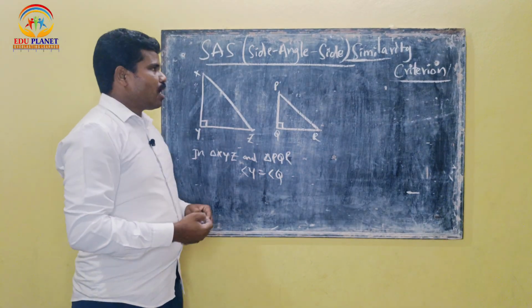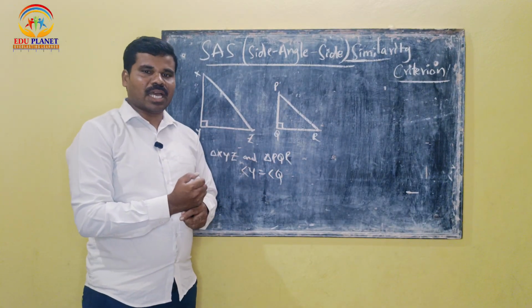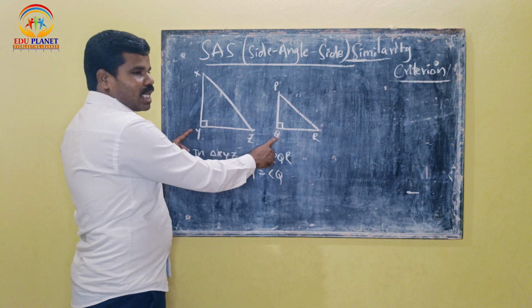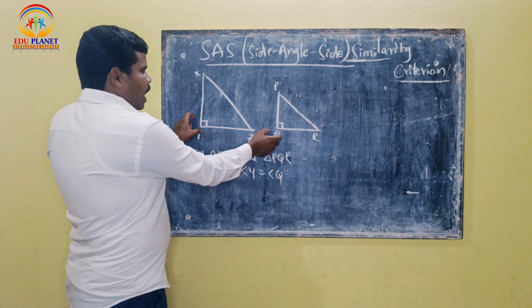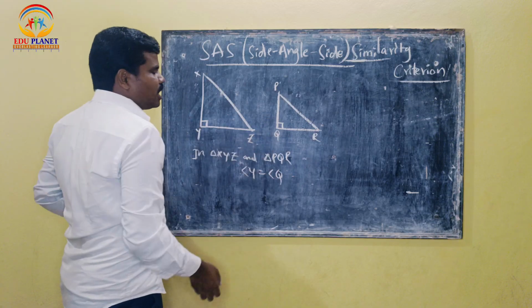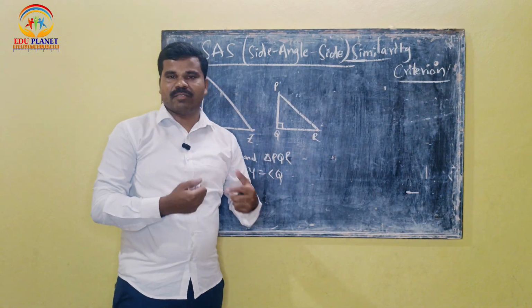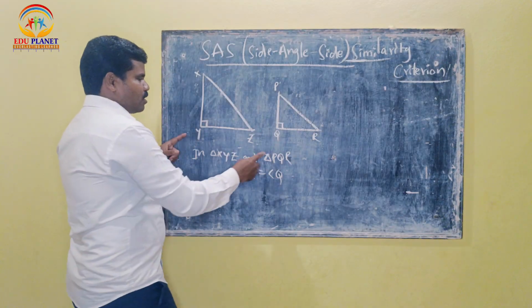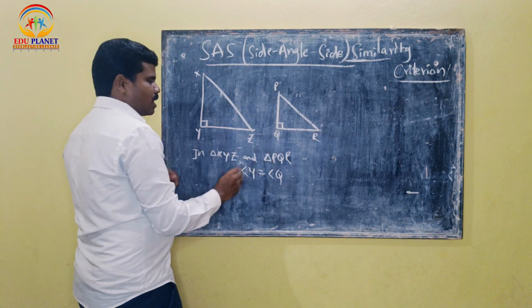In this case, as per SAS rule, I can say that in two triangles, if one set of corresponding angles are equal, then the angle-included sides will be in equal ratio. Hence, the given triangles will be similar. The concept is very easy. In these two triangles, angle Y equals angle Q.